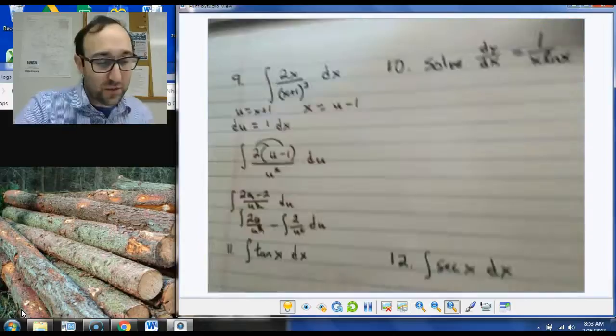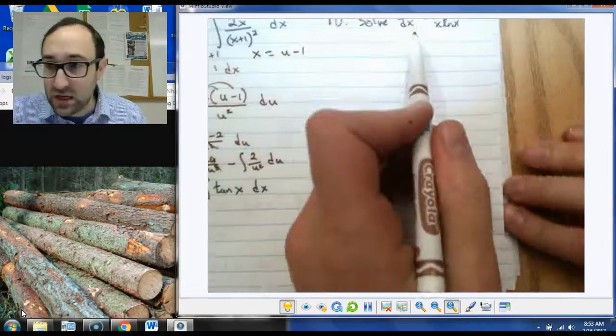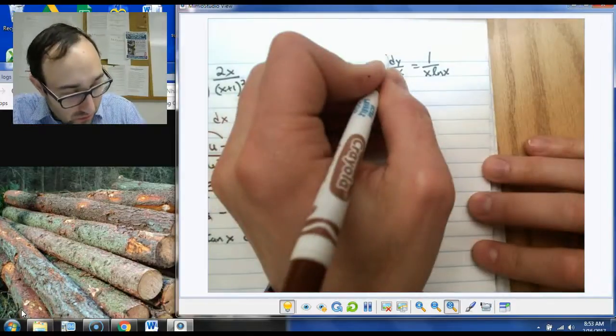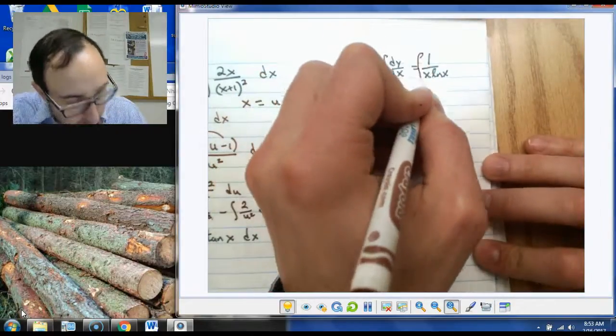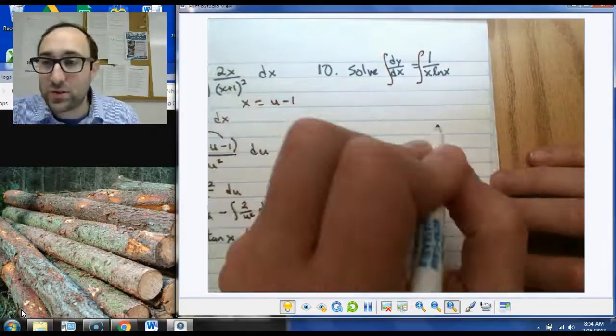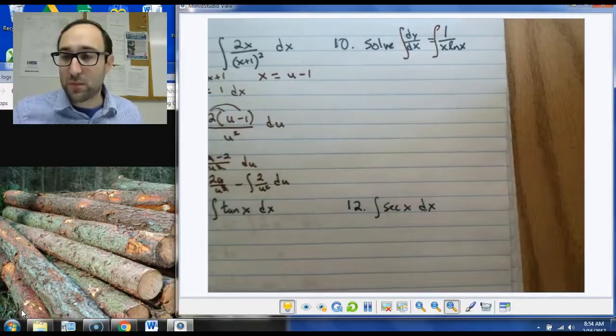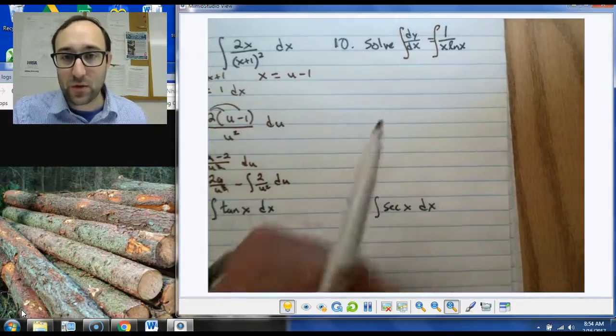All right, so now let's look at number 10. Solve dy dx equals 1 over x natural log of x. So really what we're trying to find is the integral of all that. That way we can say that y equals something, okay? So we want to be able to rewrite this in a much better way. Let's see how we do this.